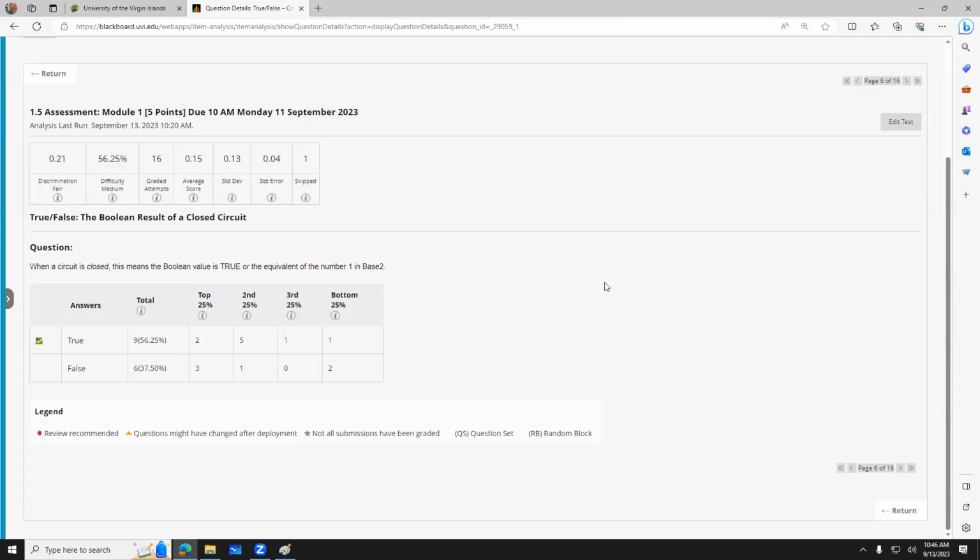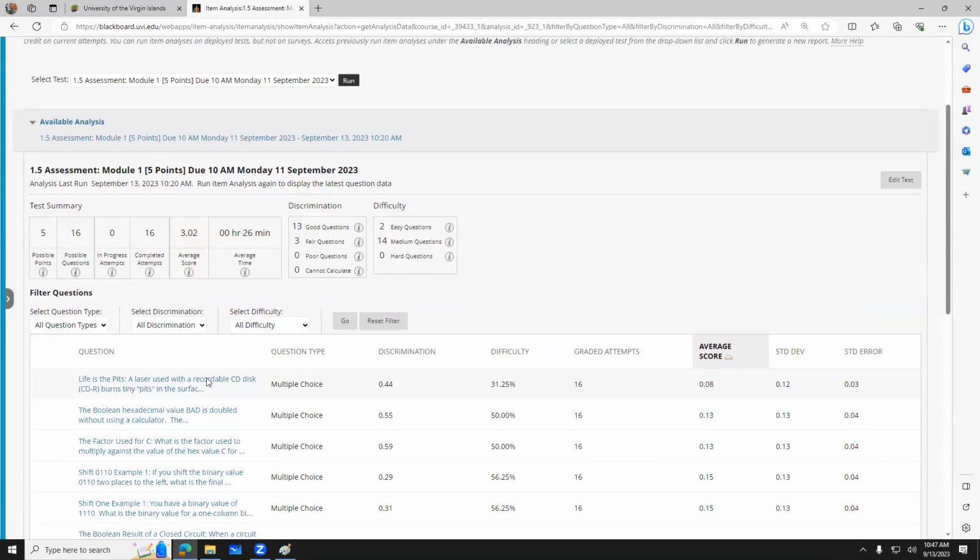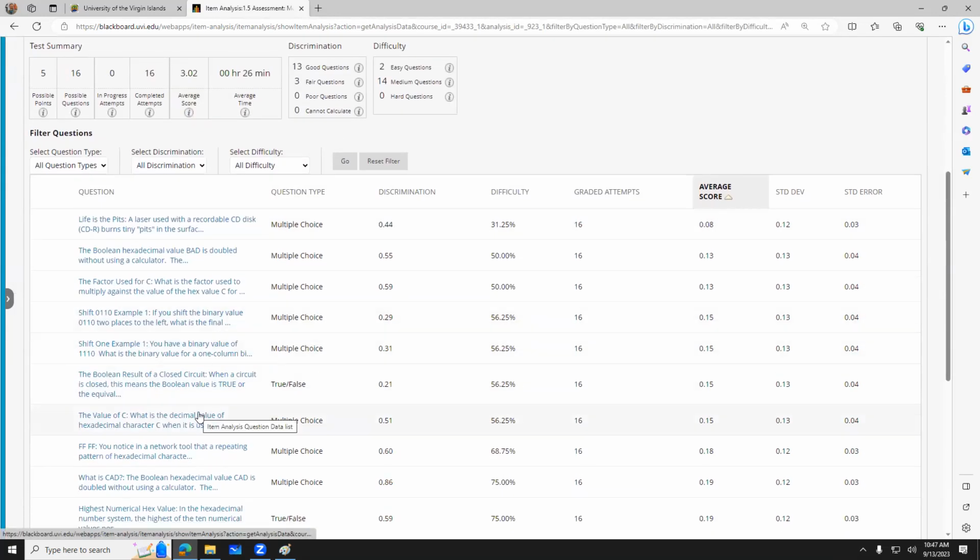The true-false question, this might have been extra credit. It said when a circuit is closed, that means the electricity is flowing, that means the light bulb is on. So what's the Boolean value? True. Boolean value is true. If the circuit is open, the light bulb is off, which means it's 0, okay? Does everybody understand what I mean by circuit? There's a little wire with a light bulb kind of thing, okay?